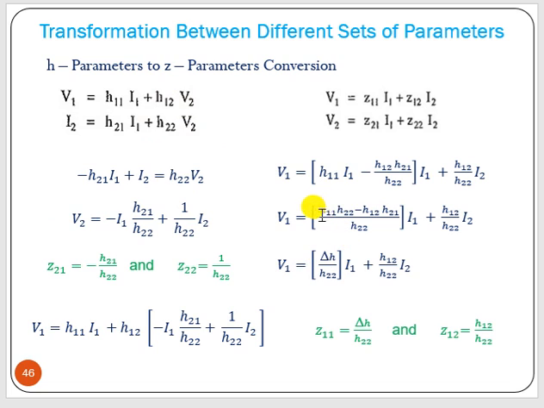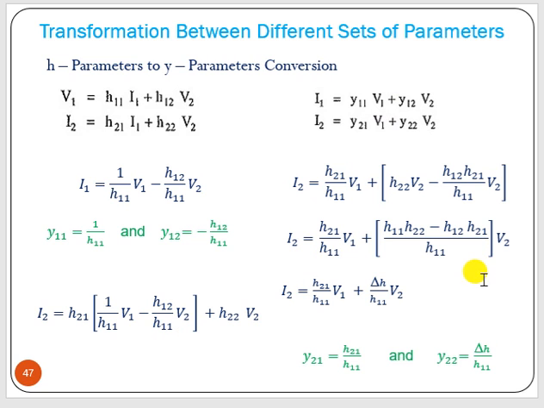Now here del H is nothing but H11 into H22 minus H12 into H21, which is nothing but the determinant of the H parameter matrix. So according to that we can find the Z11 and Z12 values. Similarly, the Y parameter values also you can find. Y parameter means I1 or I2. Now I2 is written in terms of V1 and V2, or I1 in terms of V1 and V2. Any one of those you have to follow.